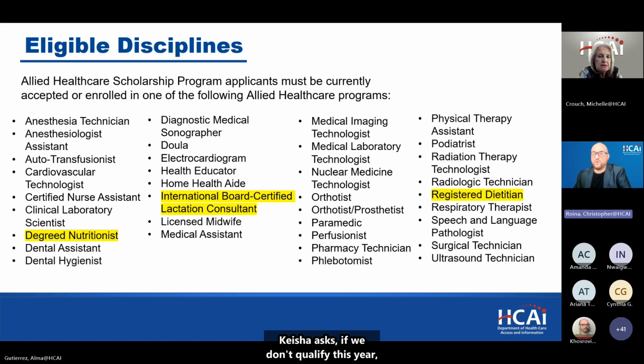Keisha asks, if we don't qualify this year, can we be placed on an email list and receive an email for next year's application? Get on our mailing list. Yep. And we'll talk about how to do that at the end of the webinar, how to get on our mailing list and receive information on all of the programs that we have coming up, including this one. That's a great question.